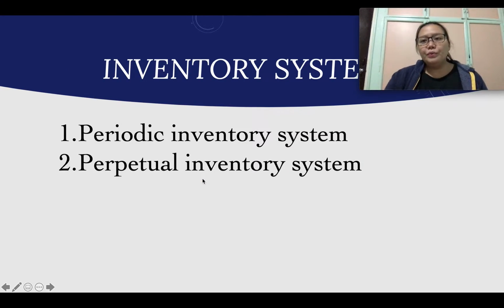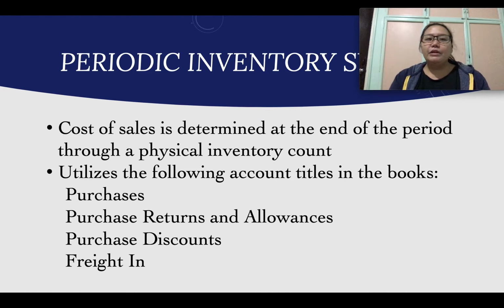Okay? So a merchandiser can use two inventory systems, diba? We have the periodic inventory system and the perpetual inventory system. So during the first part of our discussion, we will discuss periodic inventory system first, and then later on we will discuss the perpetual inventory system. Under the periodic inventory system, the cost of sales or the cost of goods sold is determined at the end of the period through a physical inventory count.